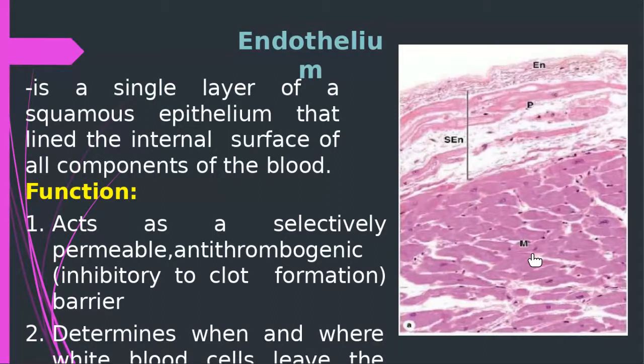Endothelium is a single layer of squamous epithelium. So if you can see, this is your single layer of squamous epithelium that lines the internal surface of the components of the blood. Functions with what? It acts as a selectively permeable membrane, determines when and where the blood cells leave and go. So that way.